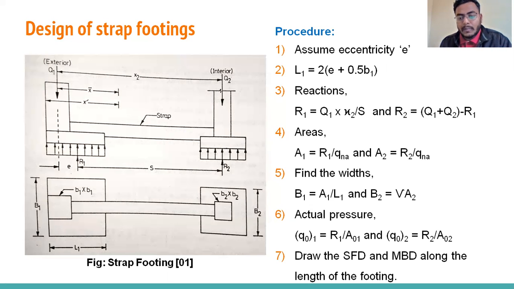Once we have drawn the bending moment diagram and shear force diagram, we can see whether the bending moment is maximum, whether the shear force is maximum, whether the bending moment is minimum, at what section, and what value of the bending moment and shear force. So we can calculate that. And after knowing this maximum bending moment, we can design the strap. We can design a rigid beam. Okay.